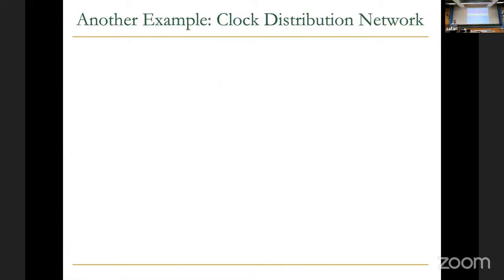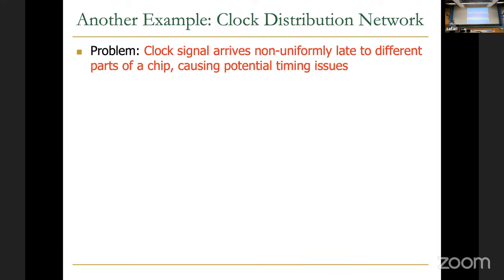So as I said in the beginning of this lecture, it's not only about interconnecting cores and caches, or memory and cores, and sending data. Another example is also a clock distribution network. So the problem is that clock signals arrive non-uniformly late to different parts of a chip. Some parts of the chip receive the clock edge earlier than others. So we have this clock skew issue.